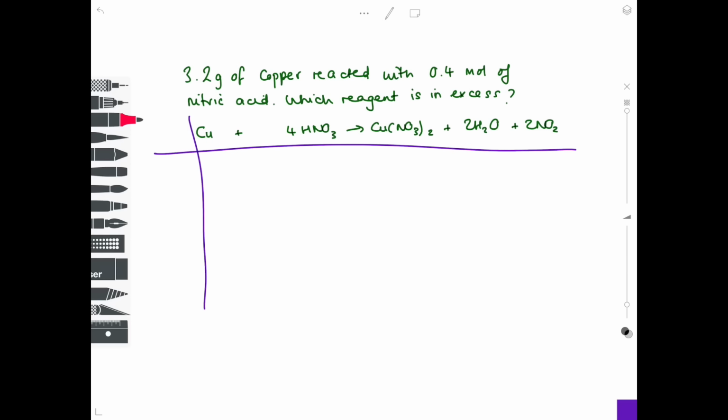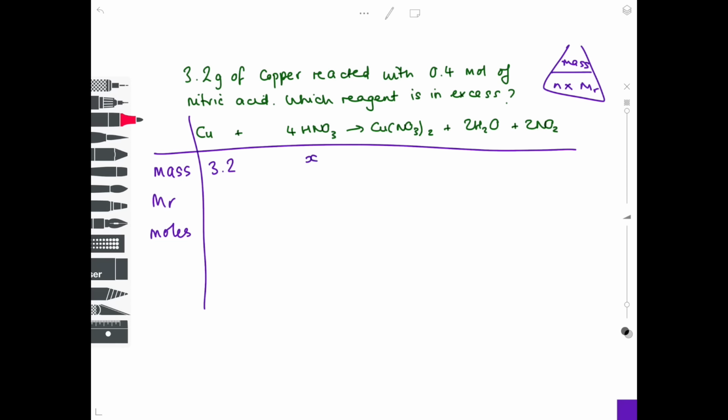3.2 grams of copper reacted with 0.44 moles of nitric acid. Which reagent is in excess? Don't worry too much about this. We're going to use the same method as always, which is the table format. So we're going to write mass, MR and moles down the left hand side, and remember our triangle, which I'll put here, which is mass at the top, number of moles and MR. So we know that 3.2 grams of copper reacted, and weirdly we're going to put X here because that is important, and I'll say why soon.